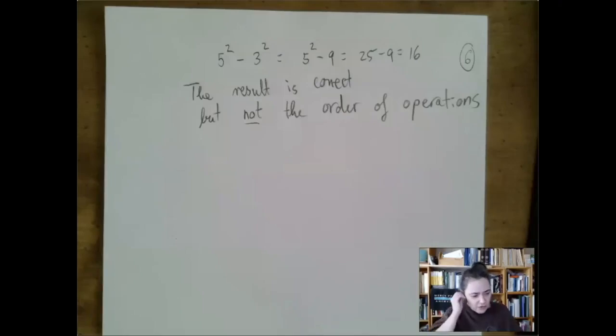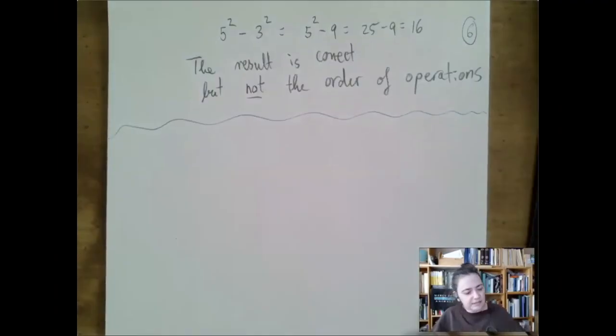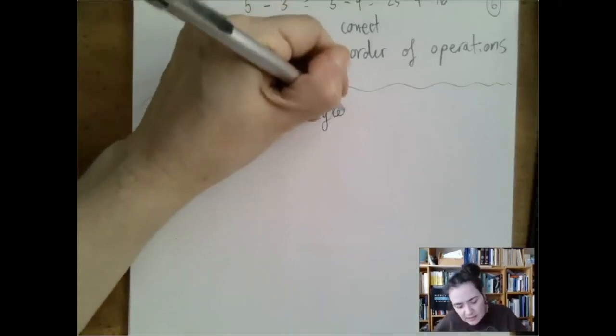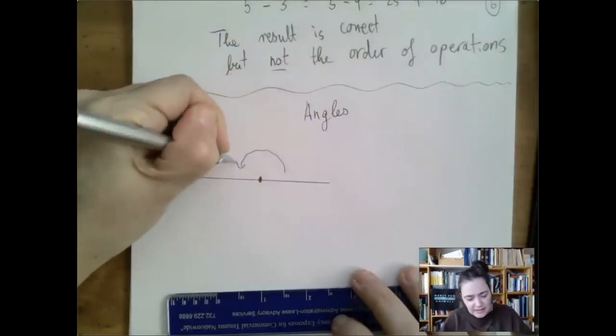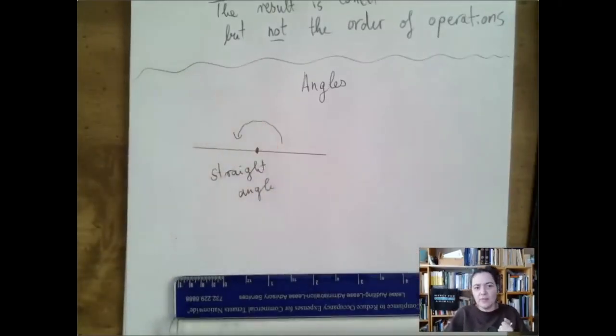Okay, so let's do a little geometry then. I just want to start with some basic stuff. And so I want to start to talk about angles a little bit. This angle has a name. It's called a straight angle. And it's measured how much? What measure do we put for this angle?